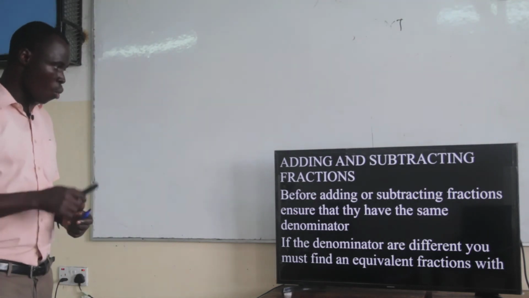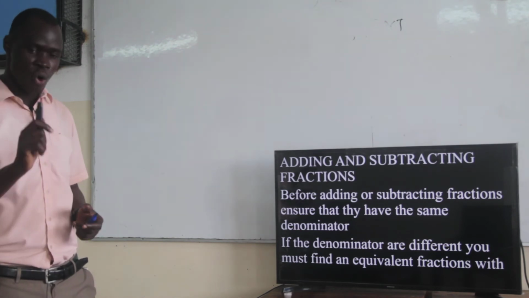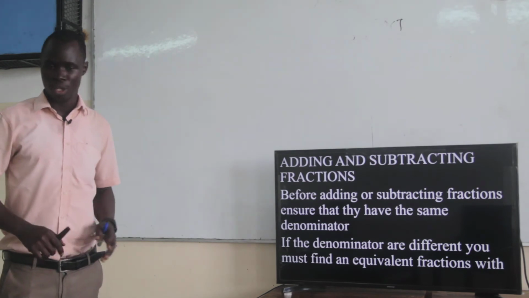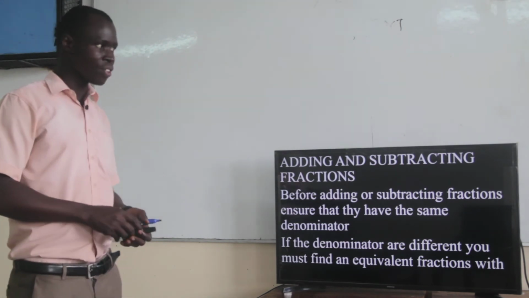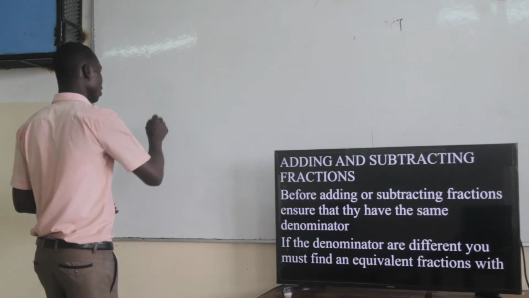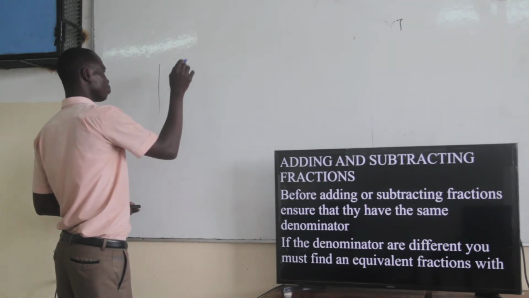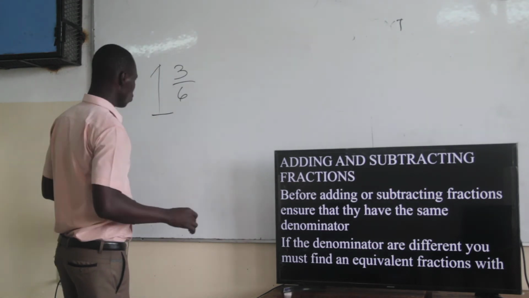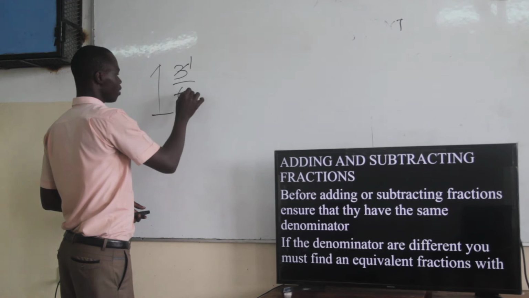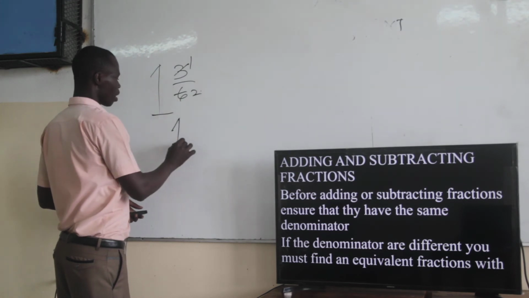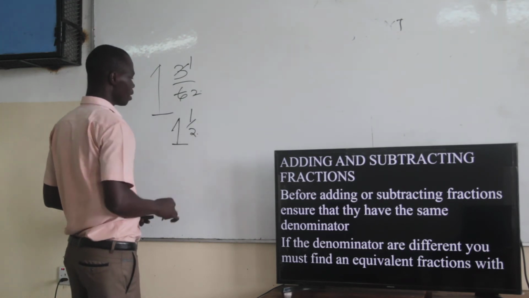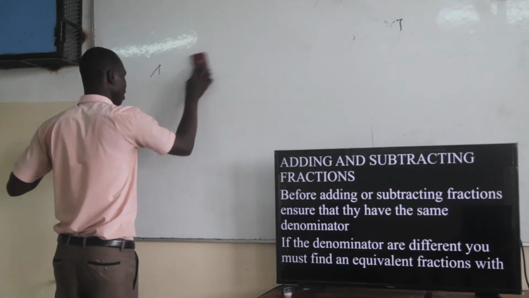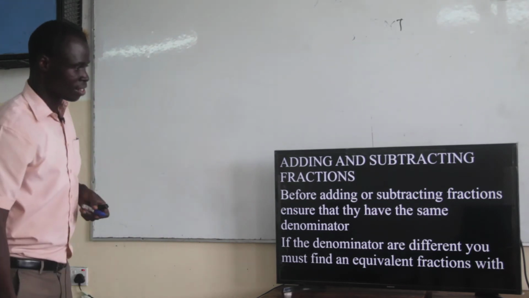And remember, finally when you find your answer, you have to express your answer in the simplest form possible. Don't leave your answer in a form that is not simplified. For example, you end up with an answer like 1 and 3 over 6. You can notice that we can still simplify here. Otherwise, the answer that we'll be seeking is 1.5. So ensure that whenever you work out your answer, it is as simple as possible.